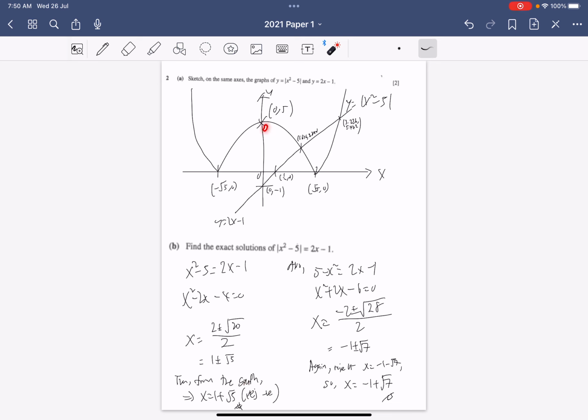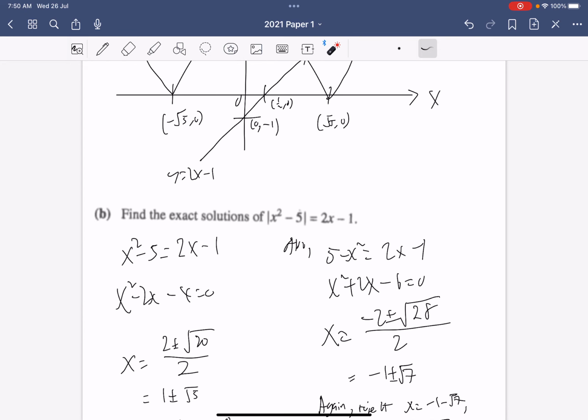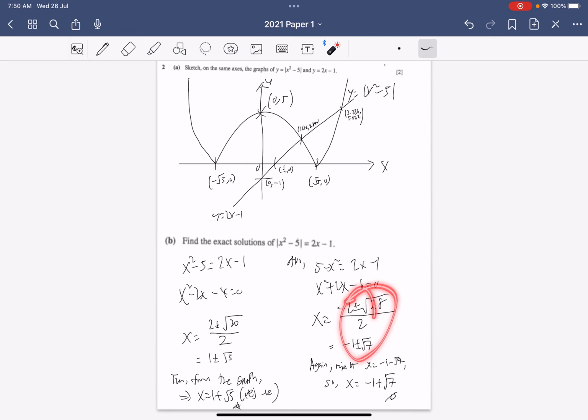And for this intersection, it's 5 minus x squared equals to 2x minus 1. So you can use the graph to help you see which functions are actually getting equated together. With that, you can again use the quadratic formula to get minus 1 plus minus square root 7 and reject the according solution that is negative. So it's actually minus 1 plus square root 7 and 1 plus square root 5.